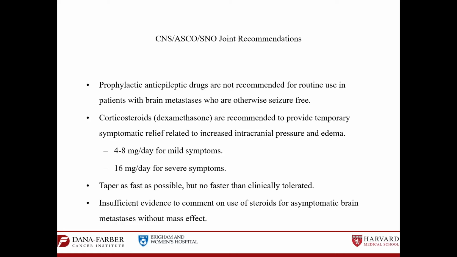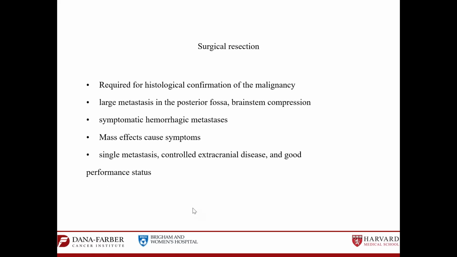Every 3 to 4 days, you should omit about 2 milligrams. So what I do, if I start 4 milligrams twice a day for 3 days, then I go to 2 milligrams twice a day for another 3 days, and then 2 milligrams once a day for another 3 days, and maybe then stop, or 1 milligram once a day for 3 days and then stop. The idea is to taper it slowly and gradually. There is insufficient evidence to comment on the use of steroids for asymptomatic brain mets without mass effect. But again, there is nothing wrong with it, and this is what we are usually doing nowadays.